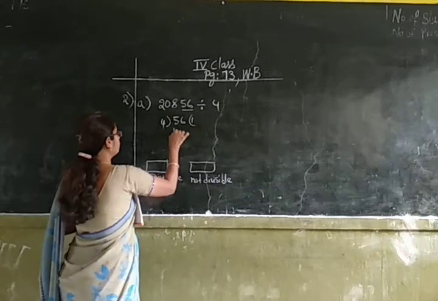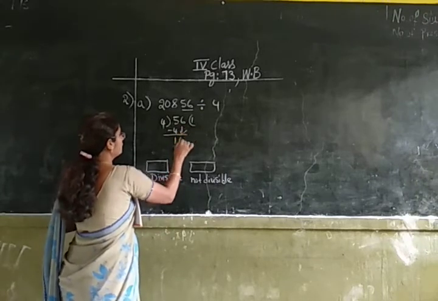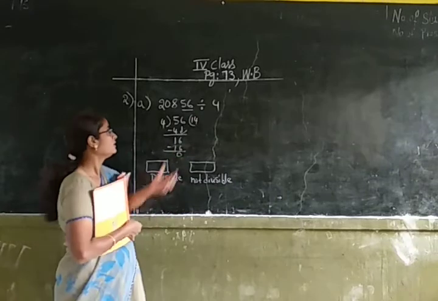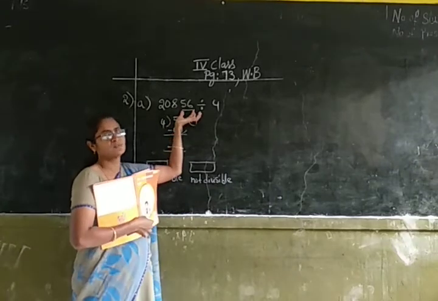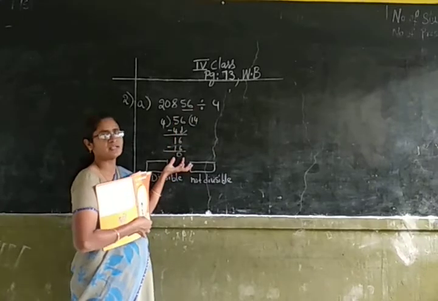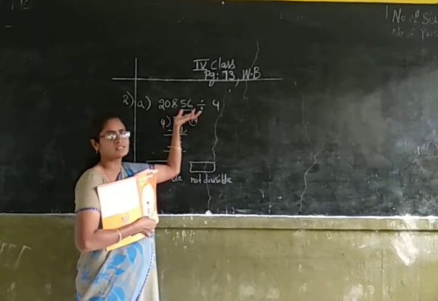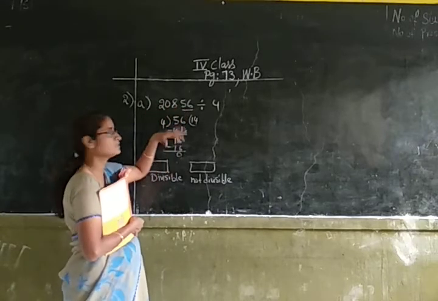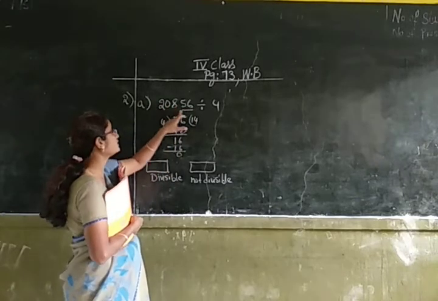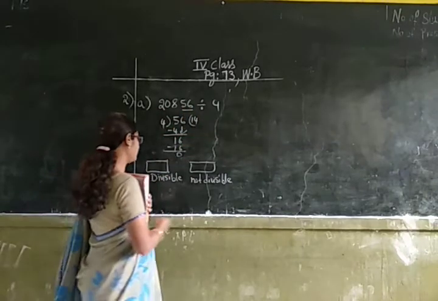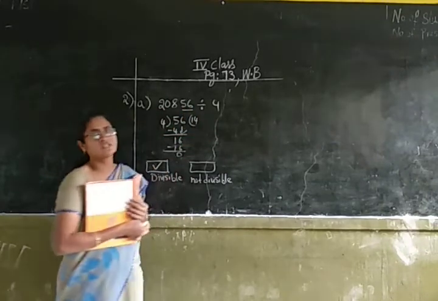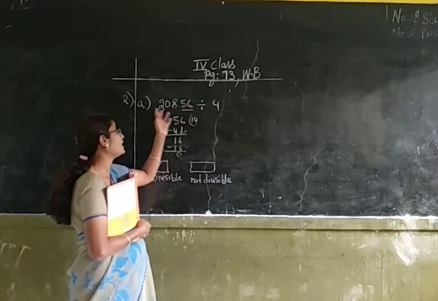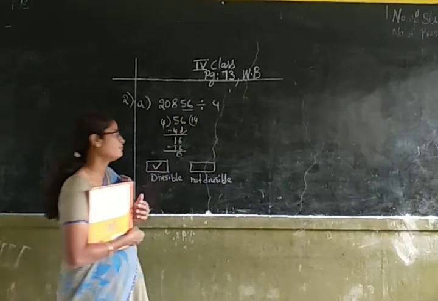4 ones are 4, 4 fours are 16. So the last two digits are divisible by 4. You got the zero remainder, isn't it? So the actual number is divisible by 4. That is, 20,856 is divisible by 4. According to the divisibility rule of 4, if the last two digits are divisible by 4, then the actual number is also divisible by 4.